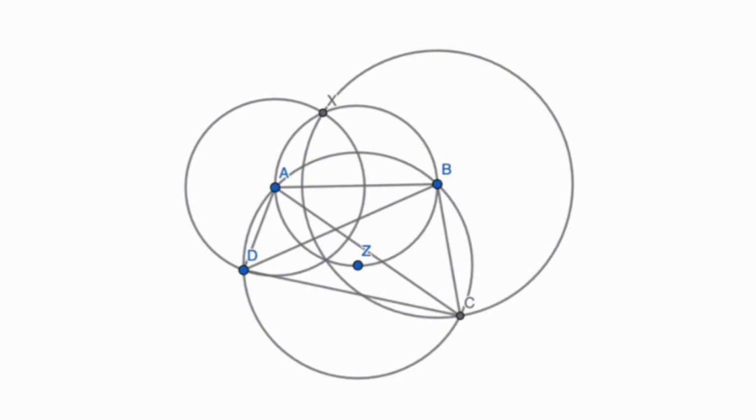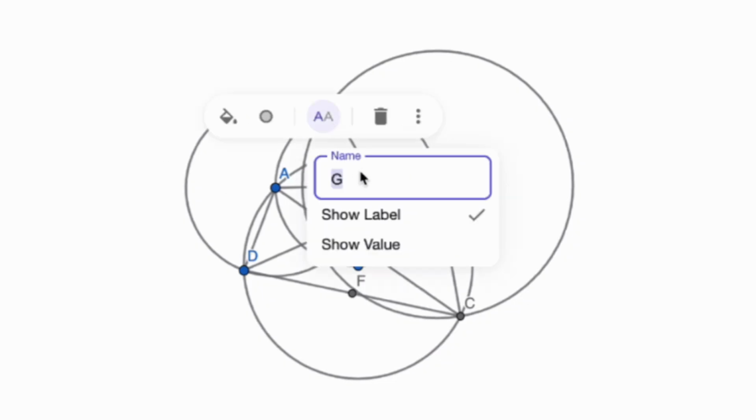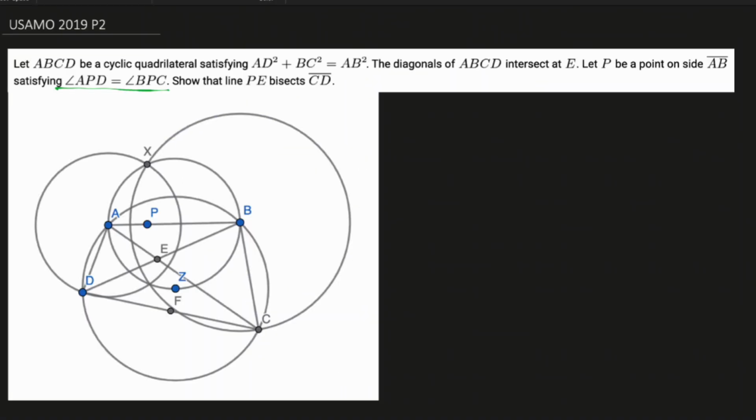So we can finish off the remaining construction, which is let's connect AC and BD, let the intersection be E, and then we can also plot the midpoint of side DC, and we call that M, or we can call it F here because I don't want to rename it. And then we can finally draw the point P, which is on line AB, such that angle APD equals angle BPC. Alright, so we can now proceed to actually solving the problem.